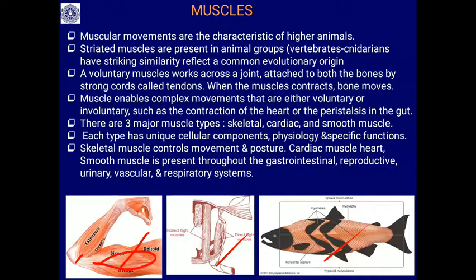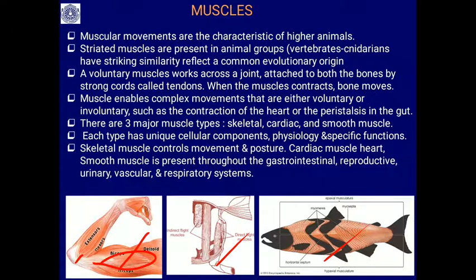So muscle enables complex movements. They may be voluntary or involuntary. Contraction of the heart, peristalsis in the gut, all these are involuntary movements. There are three major muscle types. Skeletal muscles are associated with the skeleton or the bone, then cardiac muscles, those are the myocardium of the heart, then the smooth muscles, those are present in the digestive tract and blood vessels and all.